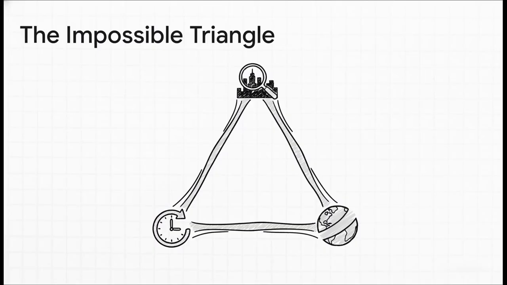So this brings us to what's often called the impossible triangle. When you're building a satellite, you have three things you want: sharp detail, frequent visits, and wide coverage. But the laws of optics and orbits mean you can only ever pick two. You always have to sacrifice the third.